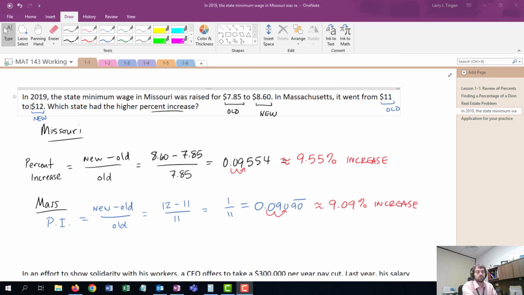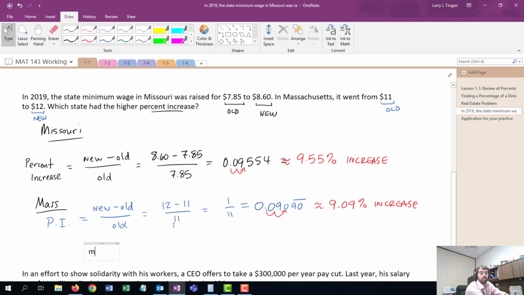Right. So we have our two percent increases, but once again, just the numbers aren't the answer because the question was what state had the higher percent increase, and the answer is Missouri. The higher percent increase.